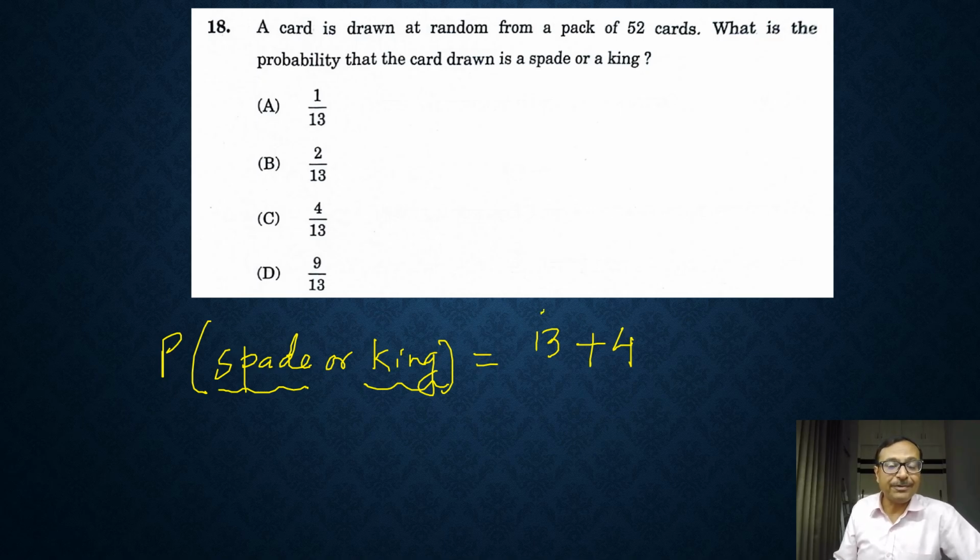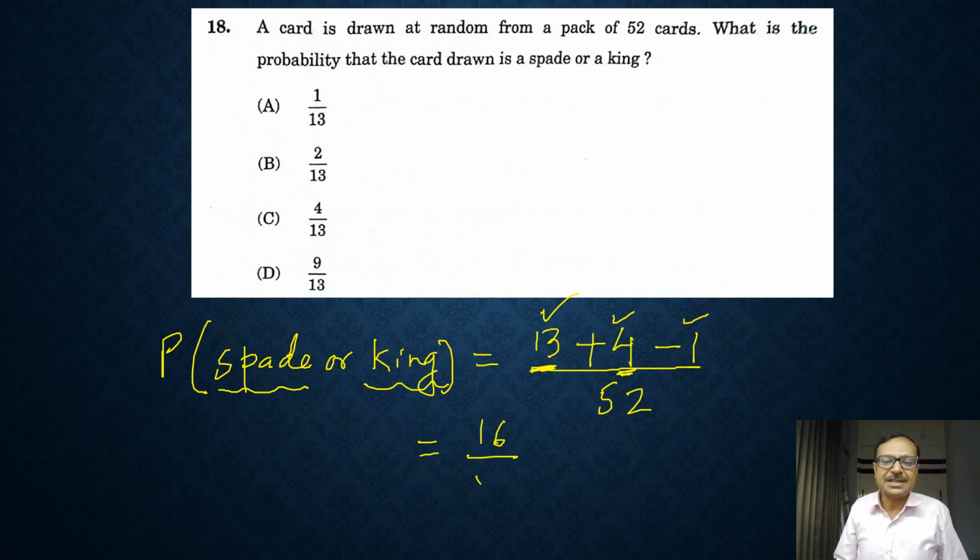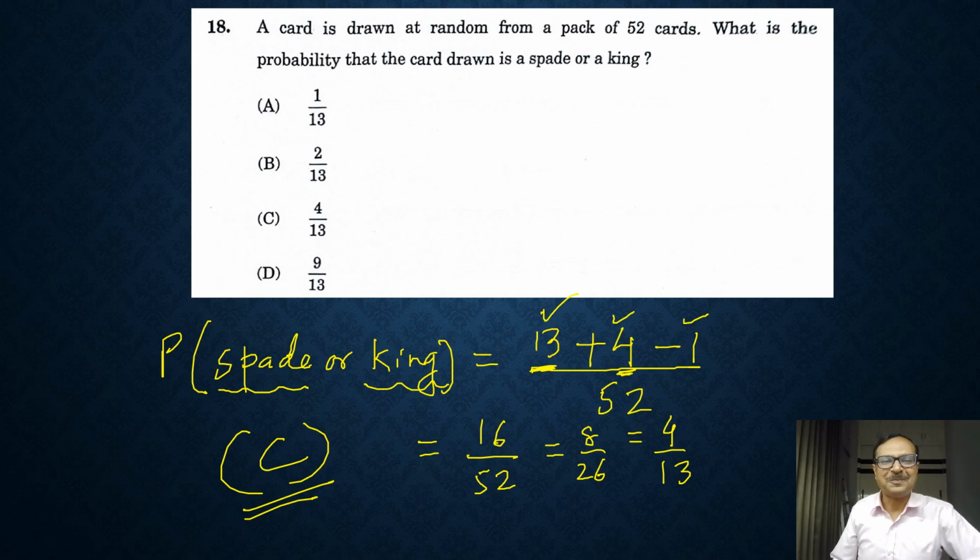So that means one of the cards, the king of spades, is included in both this 13 and this 4. So that has to be reduced by 1, because we have counted the king of spades twice, and we divide by the total number of cards, 52. Now if you get the numerator right, the answer will not be wrong. So 13 plus 4 is 17, 17 minus 1 is 16, 16 upon 52 is 8 upon 26, further it becomes 4 upon 13, and option C is the correct answer.